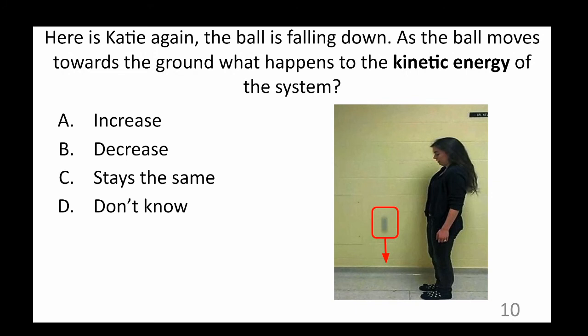Now let's think about the kinetic energy of the system. Here is Katie again. The ball is falling down, and as the ball moves towards the ground, what happens to the kinetic energy of the system? Here the kinetic energy would increase as the velocity of the ball increases.